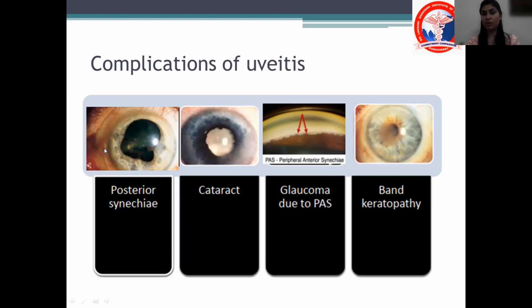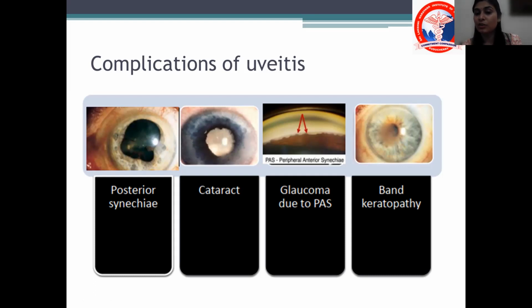The second complication is cataract. Cataract is basically due to severe, long-standing inflammation in the eye, which can lead to the formation of cataract, or due to the long-term use of steroids, which is the main treatment for uveitis.